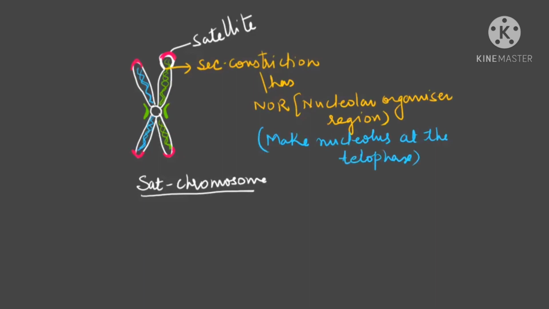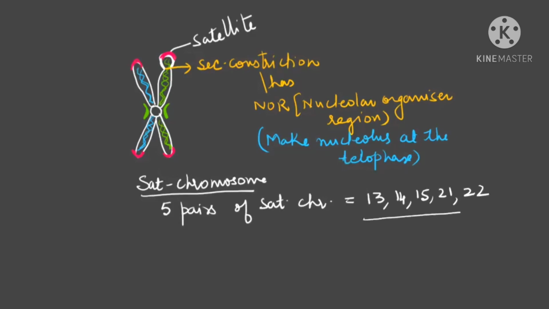And there are 5 pairs of SAT chromosomes present in human. That is chromosome number 13, 14, 15, 21, and 22. These are the 5 pairs of chromosomes which have a secondary constriction, so they are known as SAT chromosomes. Please check your NCERT diagram. Then you will be able to understand this concept more clearly.